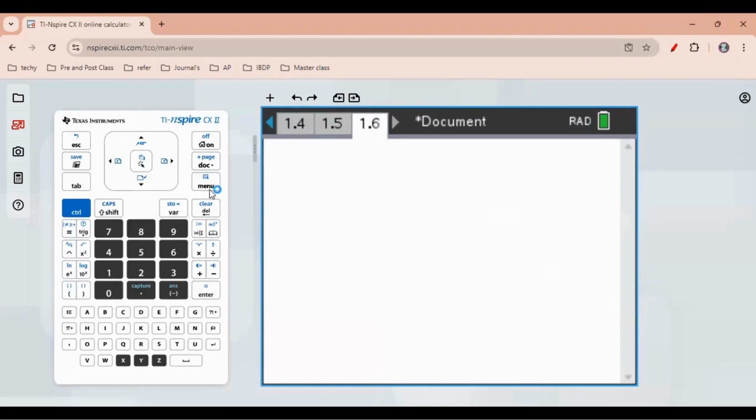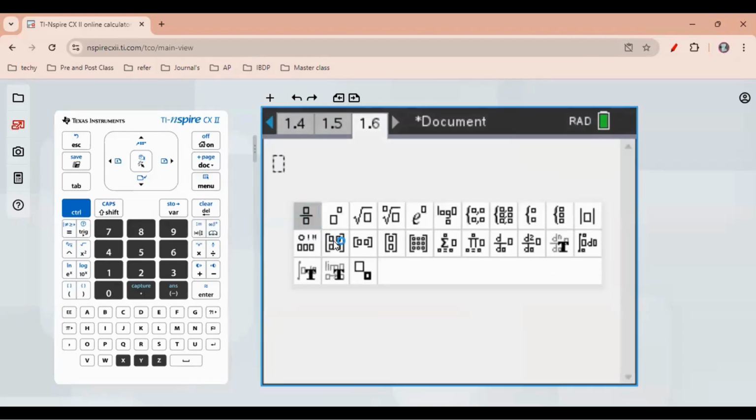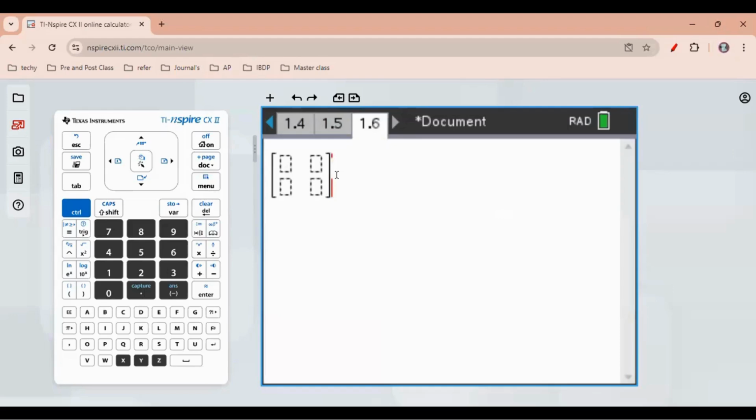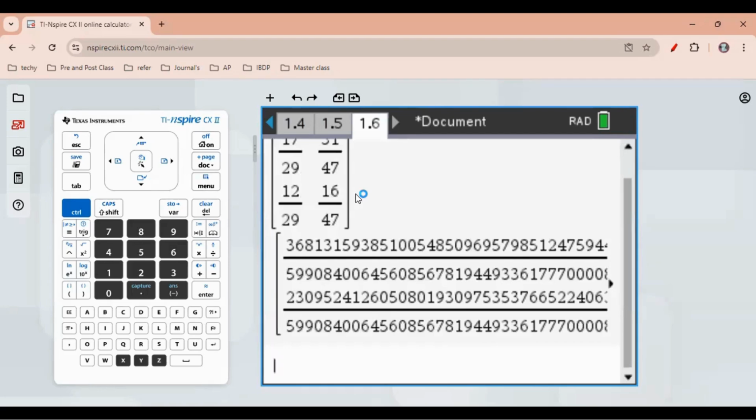Define a matrix first, or we can just use a 2 cross 2 matrix, whole power. Let me use 100. And let's give the input, the transition matrix: 17 by 29, 12 by 29, 31 by 47, and 16 over 47. That's it. Okay, we got it in fractions.